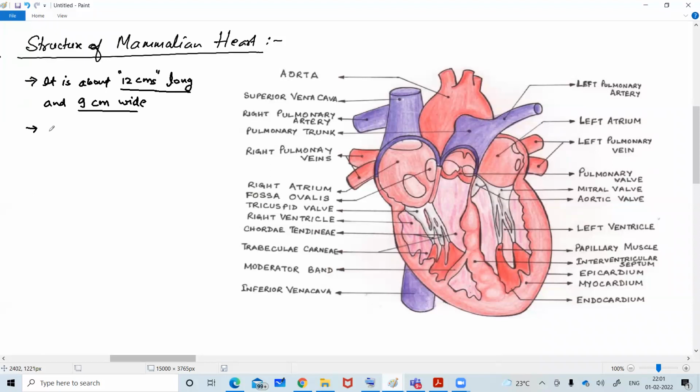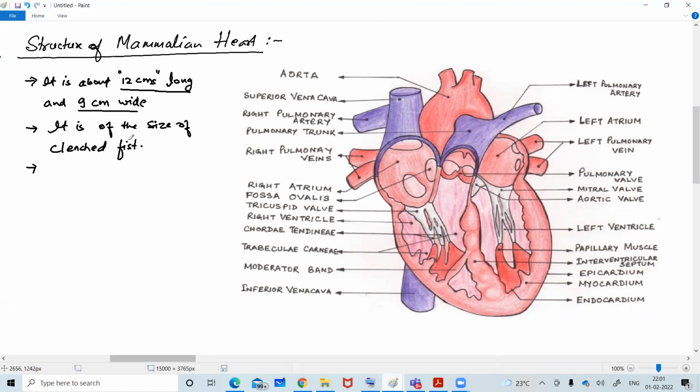So you can say that it is of the size of a clenched fist, a tight fist. Just take your left hand and hold it tightly, fist it, and then whatever size is coming, that is the size of the heart of that organism.